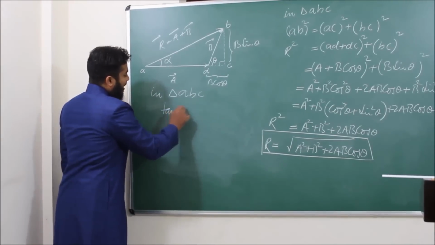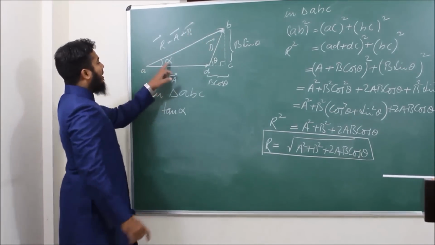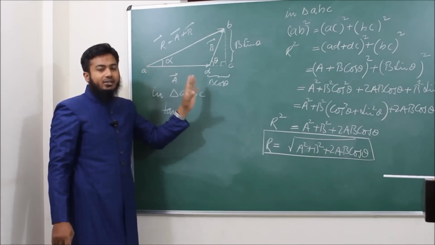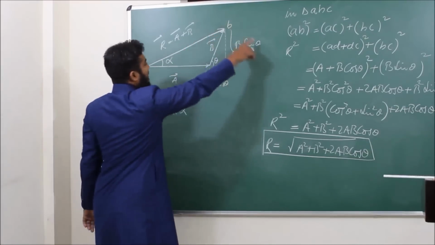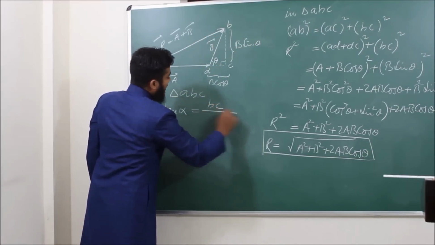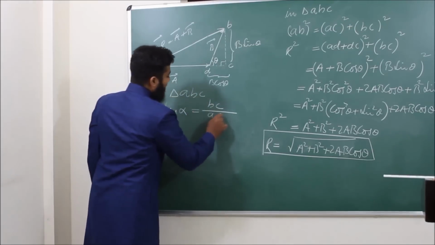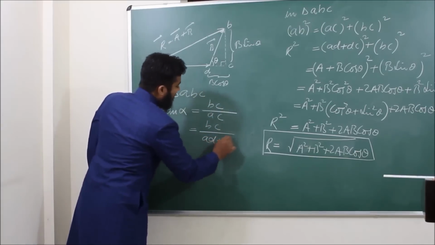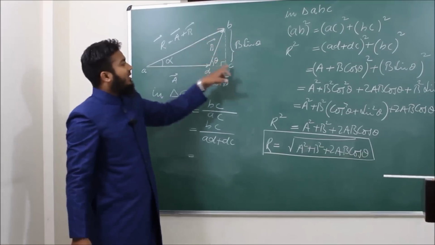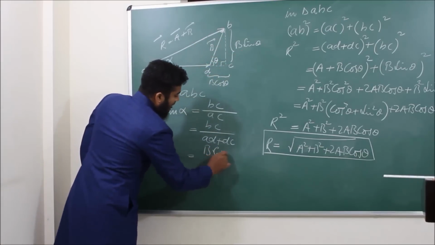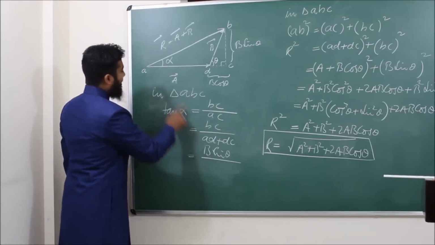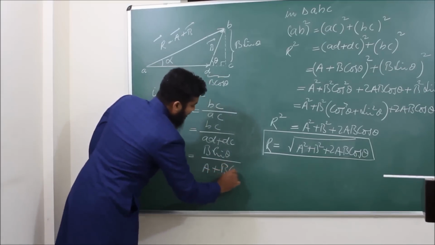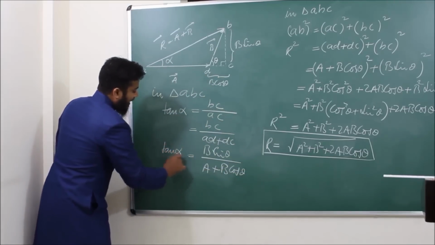So what will be tan alpha in this triangle ABC? Alpha ke samne ki side, this is perpendicular, and this side is base. So tan theta in a right angle triangle is perpendicular upon base. What is perpendicular here? That is BC upon base, which is AC. And I can break this AC into AD plus DC. And now what is BC? BC is B sine theta. B sine theta upon AD, which is the length of A, so just A, and DC is B cos theta, so B cos theta. This is what tan alpha is.